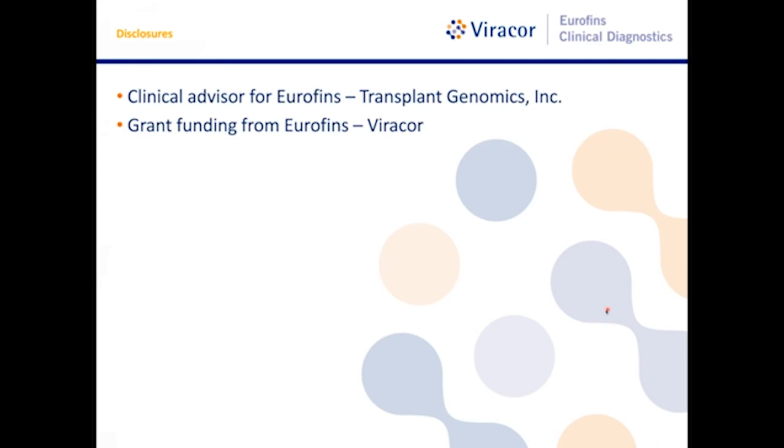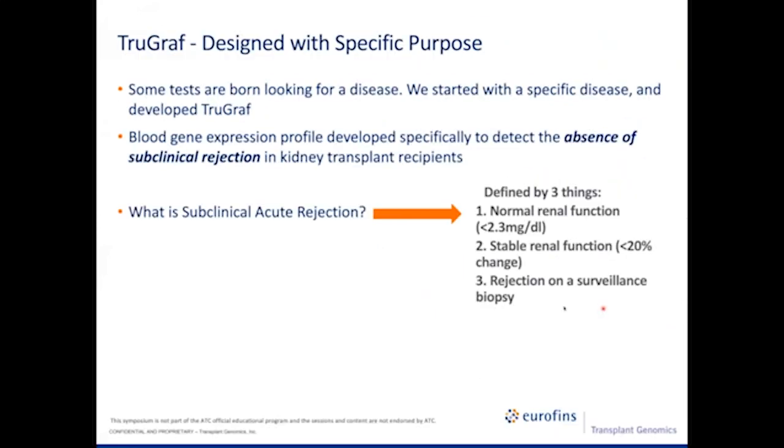Here's my disclosure slide. So let's start with what TruGraf is. TruGraf is designed with a specific purpose. Some tests are born looking for a disease. We actually started with a specific disease and developed the TruGraf test. TruGraf is a blood gene expression profile developed specifically to detect the absence of subclinical rejection in stable kidney transplant recipients. So what is subclinical acute rejection?